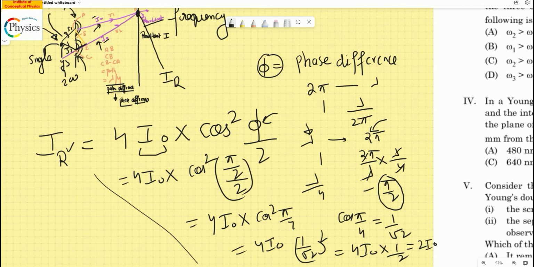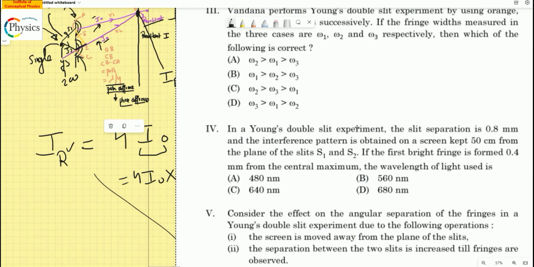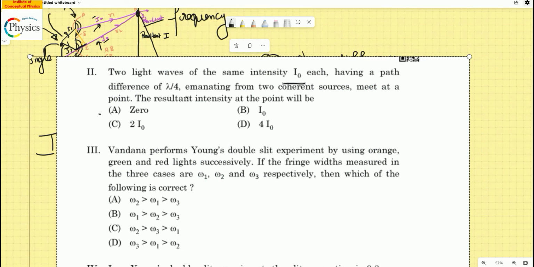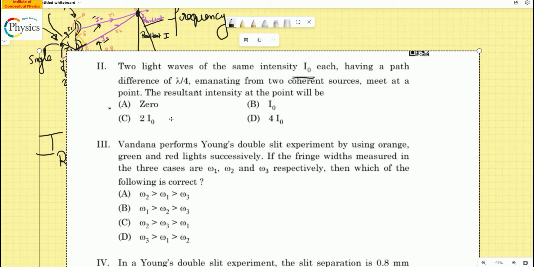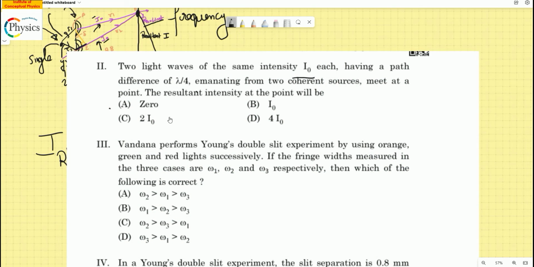So let's go back to the choices given in the numerical and see which is the correct one. You can see choice number C is the correct choice, the one turning out to be the closest. I hope you were able to understand that this question was on resultant intensity.